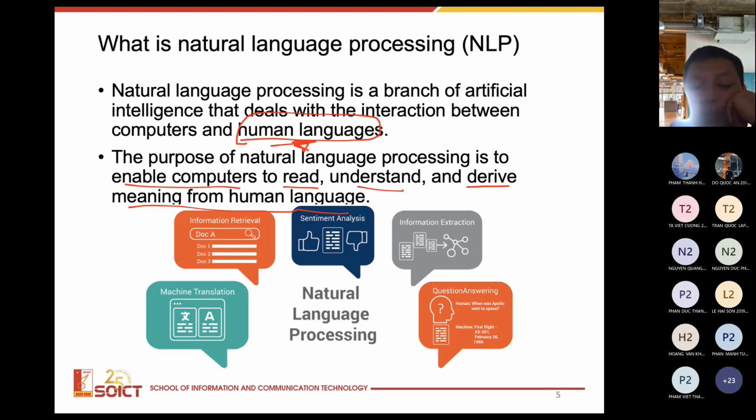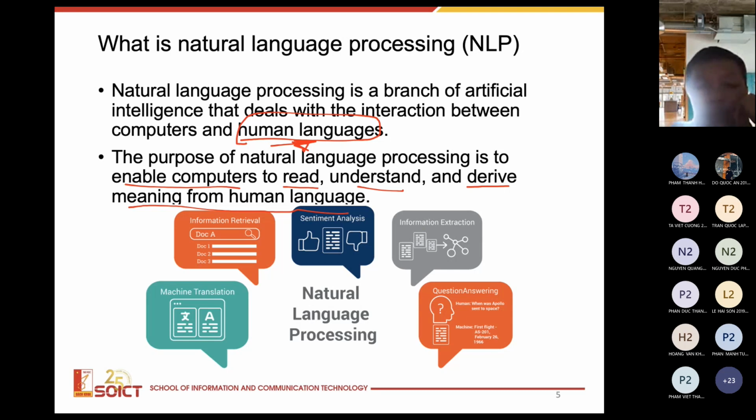In question answering, we want the computer really to understand the human question and then be able to answer the question that we ask. And maybe to conduct an entire conversation, a dialogue. And maybe we want the computer to do machine translation, to automatically translate the language from French to English, for example.